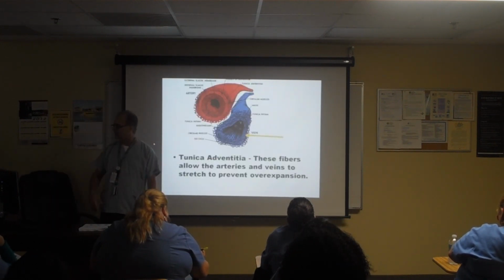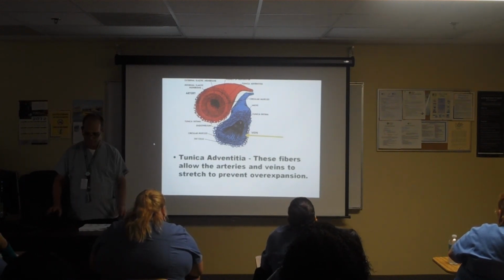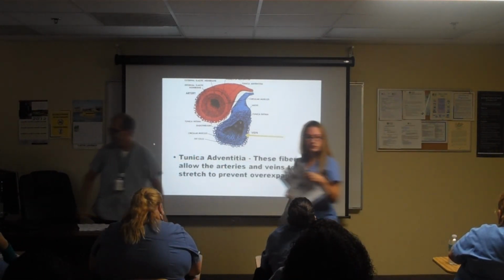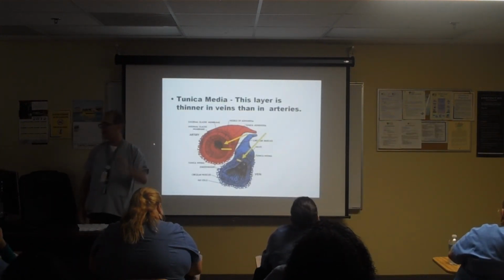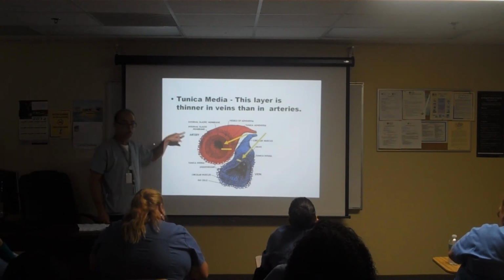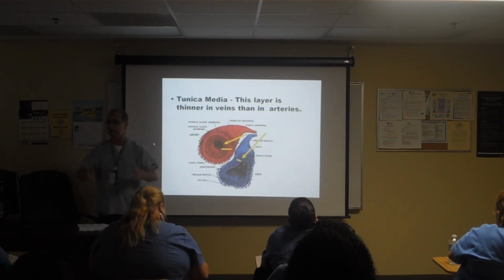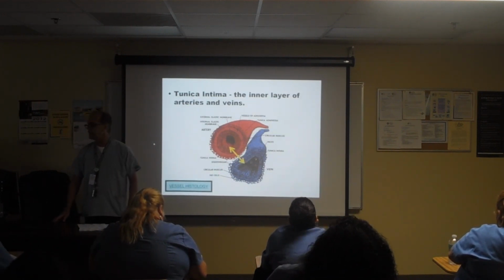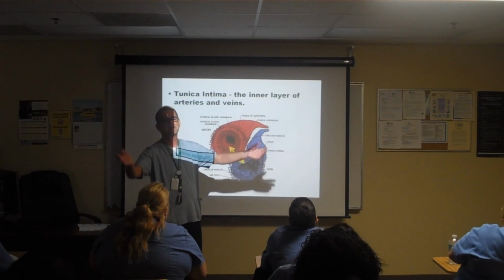Tunica adventitia: this fiber allows the arteries and veins to stretch to prevent overexpansion. Tunica media: this layer is thinner in veins than in arteries. This is very, very important. You must know that the difference between artery and vein depends on the thickness of the muscular wall of the tunica media. And the tunica intima, the inner layer of the arteries and veins, is also called endothelium, and they are exactly the same, no different.